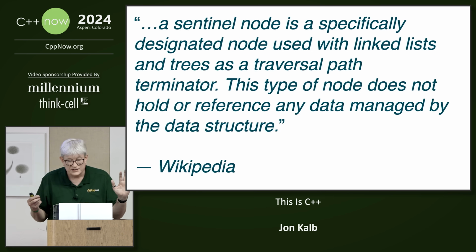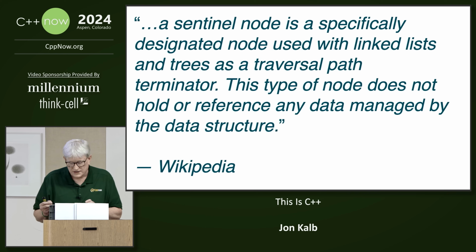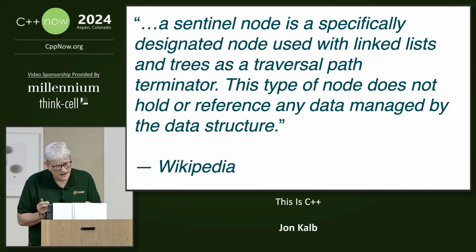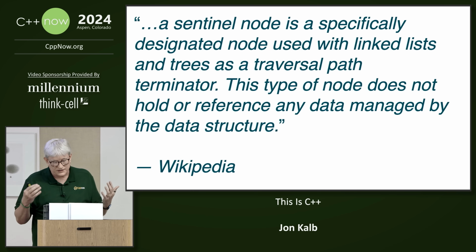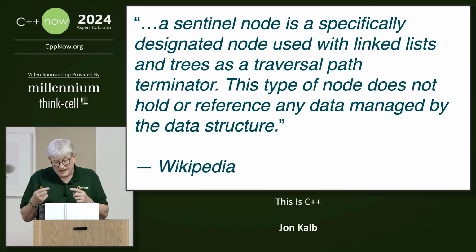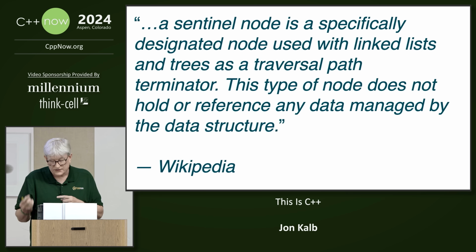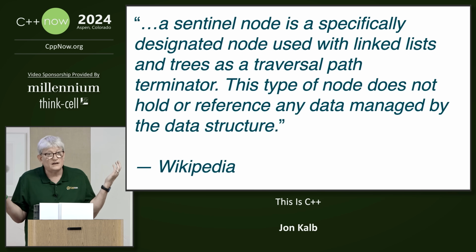So I'm not taking a position here on sentinel nodes as an implementation strategy. Like all interesting engineering decisions, there are trade-offs. One of the trade-offs is that we need to allocate these nodes when the container is constructed. Since we only need one sentinel for each container object, we allocate it once on construction. We free it on destruction, and we shouldn't have to worry about it in any other situation.